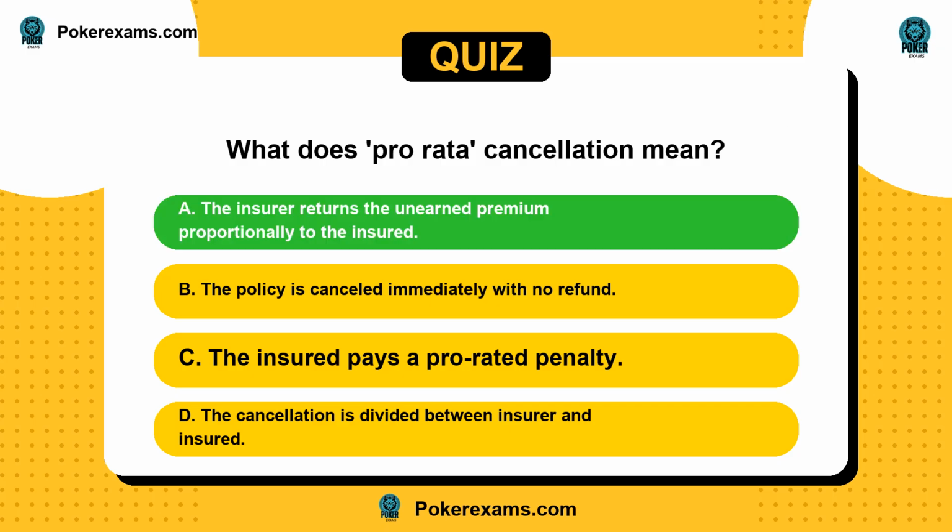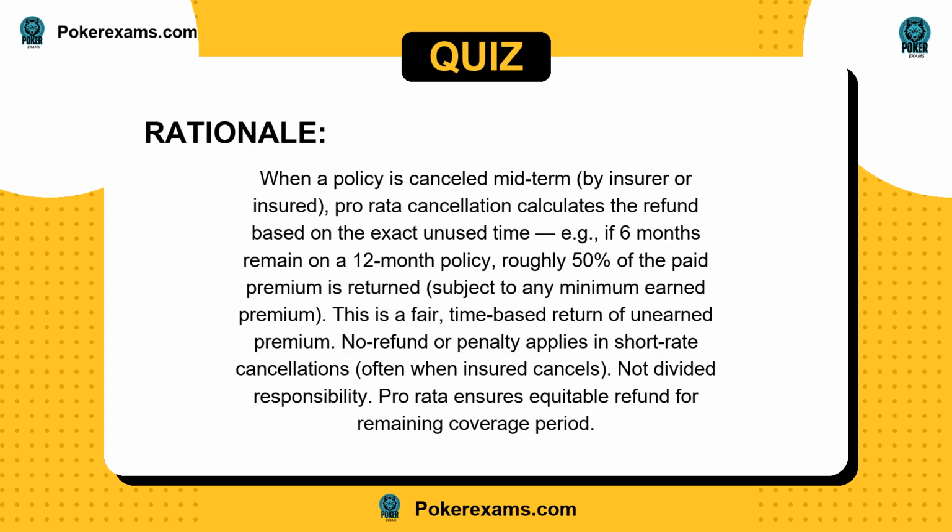The answer is A. When a policy is canceled midterm, by insurer or insured, pro rata cancellation calculates the refund based on the exact unused time, e.g., if 6 months remain on a 12-month policy, roughly 50% of the paid premium is returned, subject to any minimum earned premium. This is a fair, time-based return of unearned premium. No refund or penalty applies in short-rate cancellations, often when insured cancels. Not divided responsibility. Pro rata ensures equitable refund for remaining coverage period.